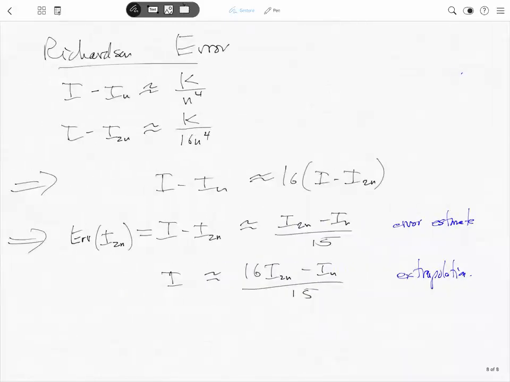And okay, so next, in the next video, I'll do an example of applying these error estimates in order to figure out how many subdivisions of the interval you want to use to get a sufficiently accurate approximation.